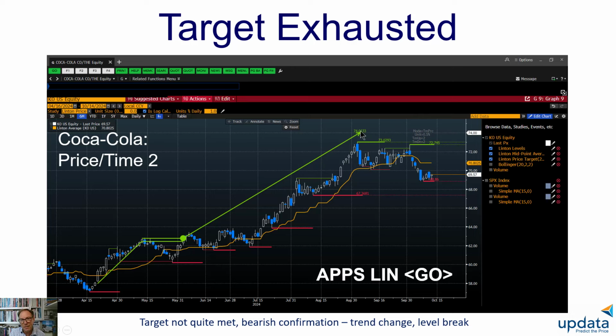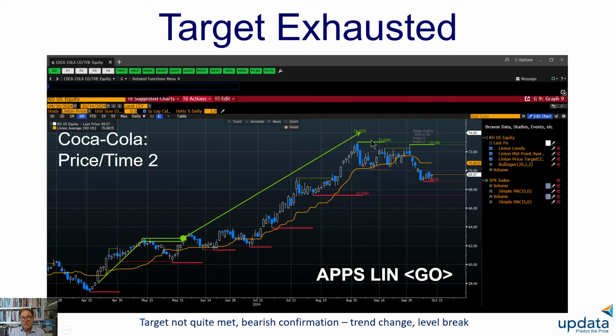Didn't quite get there. And then you'll notice here we had a key level. We fell through our average first, and then we broke our key level. We can now look at that target and say it's done. It was not quite met. It was bearish confirmation. We had a trend change and a level break, so not worth hanging on for that anymore. It was from there to there, didn't quite get there, and this is when we know the target's done.